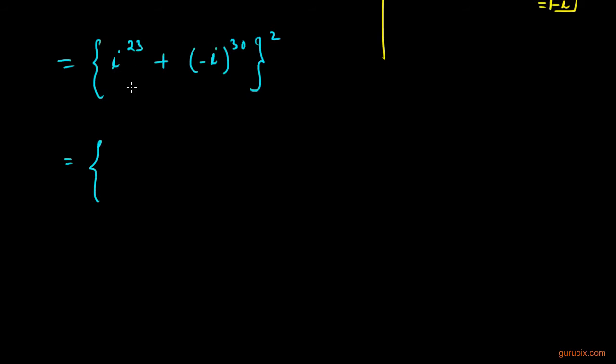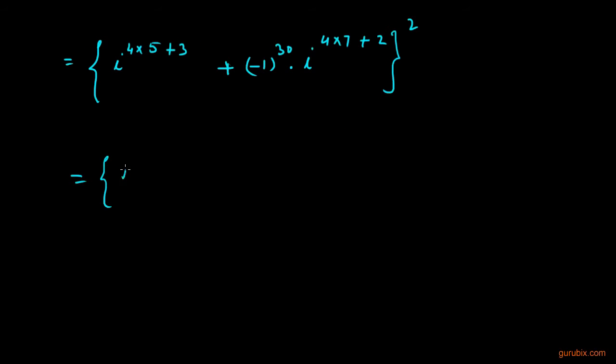And now we can write this iota raised to 23rd power like this: iota raised to 4 into 5 plus 3, and we can write it as -1 raised to 30th power, and iota times iota raised to 4 into 7 plus 2, and this whole value raised to the second power. And we can write it as iota raised to the 4th power, and this whole value raised to the 5th power, into iota raised to the 3rd power. And we know that if the power of a negative number is even, then the value will be positive. So if we multiply -1 30 times, then it will be +1, and if we multiply +1 with any value, then we get the same value.